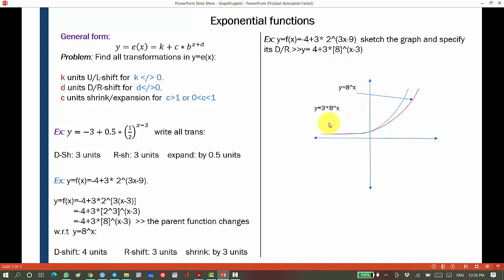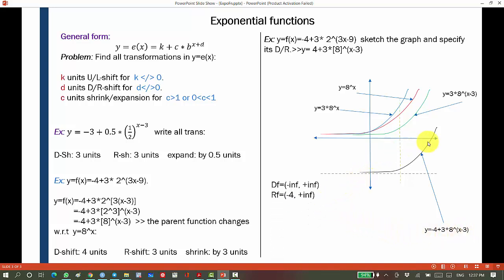As a result, we get y is equal to 3 times 8 to the power x. Then we shift it 3 units to the right. As a result, we get this green function, which is y is equal to 3 times 8 to the power x minus 3. Now we take this green function and move it 4 units downwards. Moving 4 units downwards, we get this one, which is y is equal to minus 4 plus 3 times 8 to the power of x minus 3.